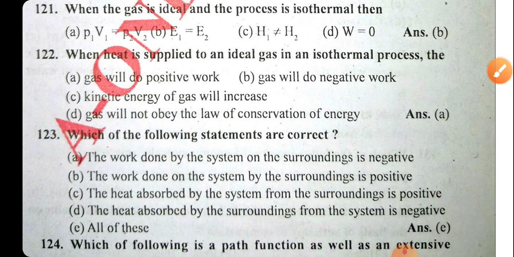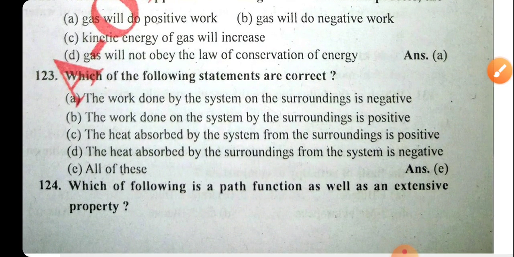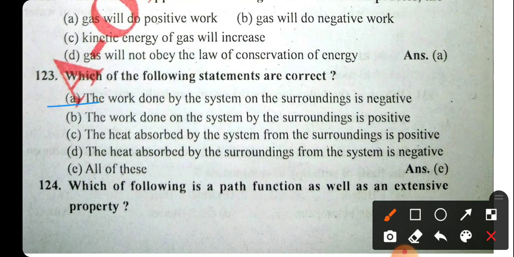Now the next question is, which of the following statements are correct? The options are given there. The work done by the system on the surroundings is negative, the work done on the system by the surroundings is positive, the heat absorbed by the system from the surroundings is positive, the heat absorbed by the surroundings from the system is negative. The right answer will be all of these, option number E.